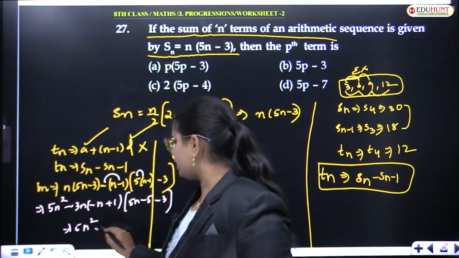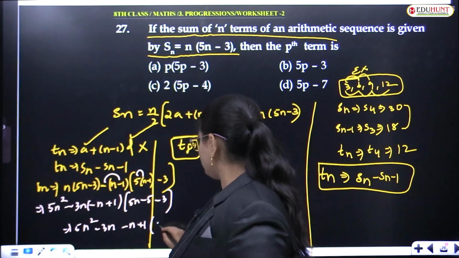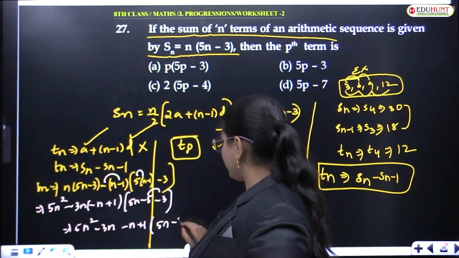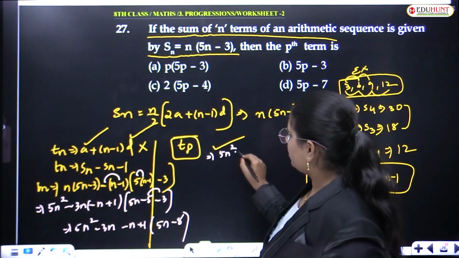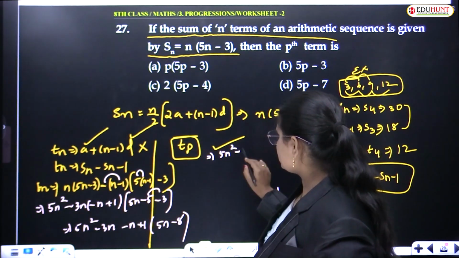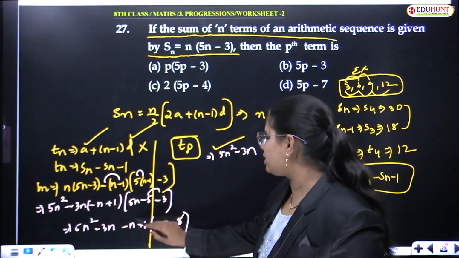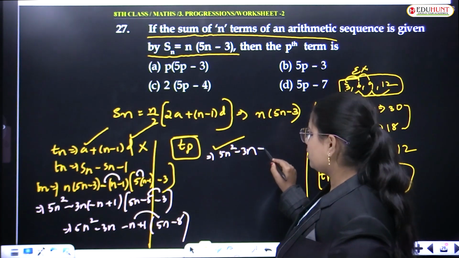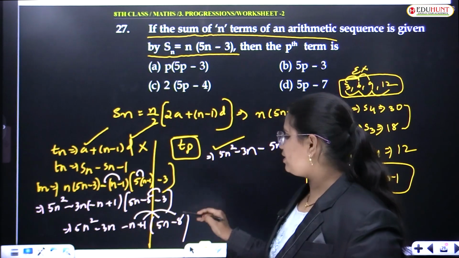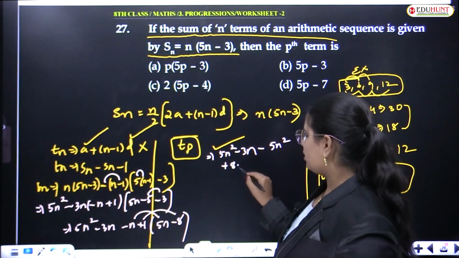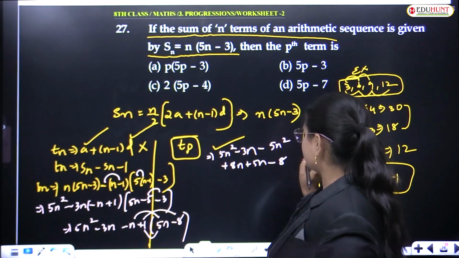5n square minus 3n minus n, and this is plus 1 into 5n minus 5 minus 3 is minus 8, correct? So replace this: 5n square minus 3n minus n. This minus 3n I have to keep, because I need to multiply this with this first. So minus n into plus 5n, which is how much? Minus 5n square, correct? Minus n into minus 8, which is how much? Plus 8n, correct? So 1 into 5n is plus 5n and this is minus 8.